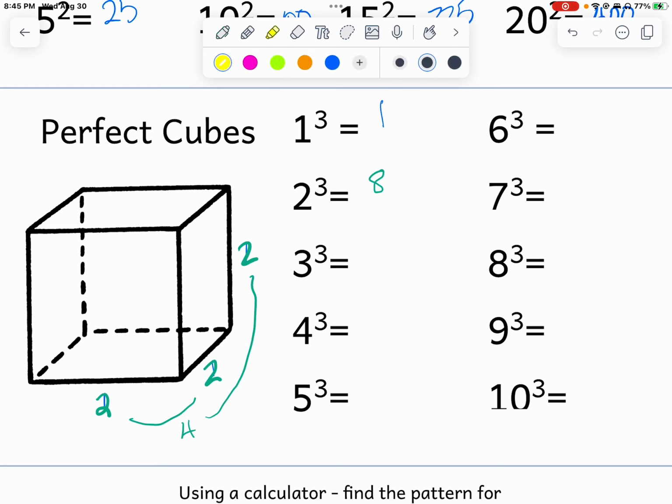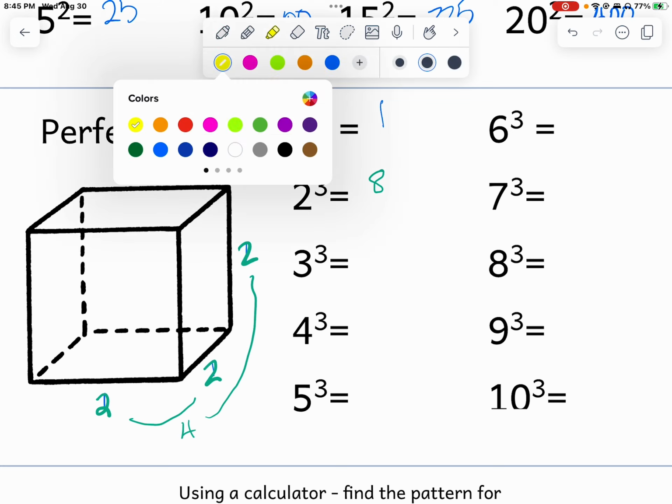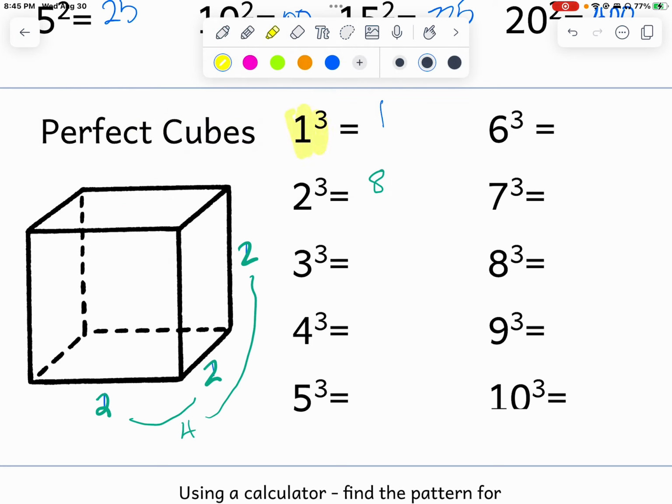Now, I expect you to have these 5 memorized, where you can recognize them on sight. So 3 times 3 is 9, 9 times 3 is 27. 4 cubed is 4 times 4 times 4, which is 64.